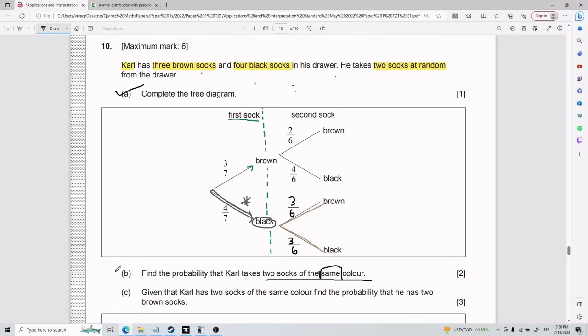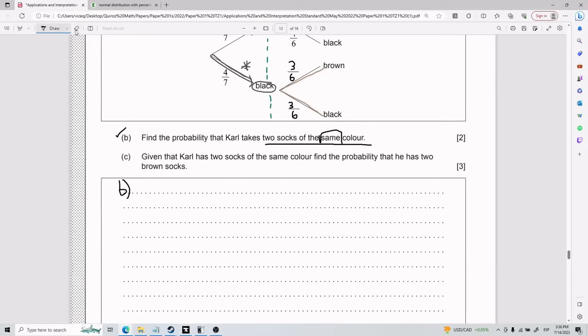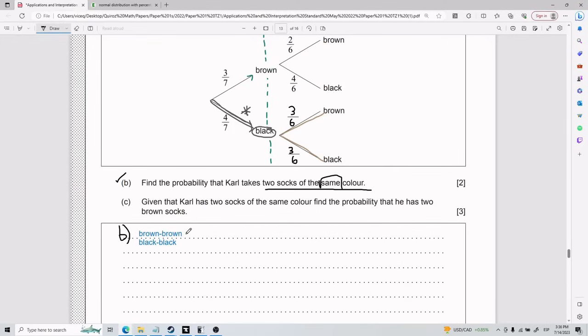Okay, so when we're talking about probabilities, you need to consider the scenarios that can occur. Scenarios that can occur for the same color: I either pick brown, brown, or I pick black, black. There's another scenario that confirms that Carl takes 2 socks of the same color. So, what is the probability that Carl picks brown, brown, and the probability that Carl picks black, black?